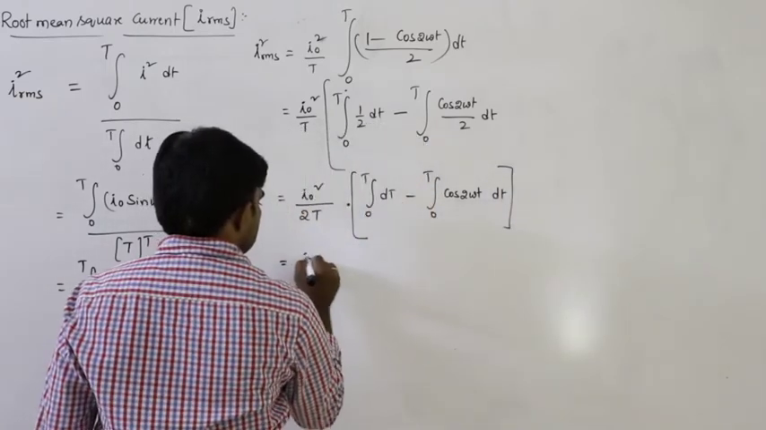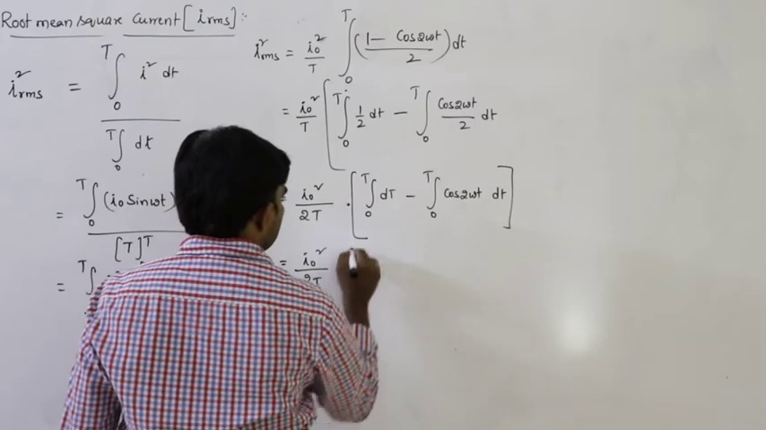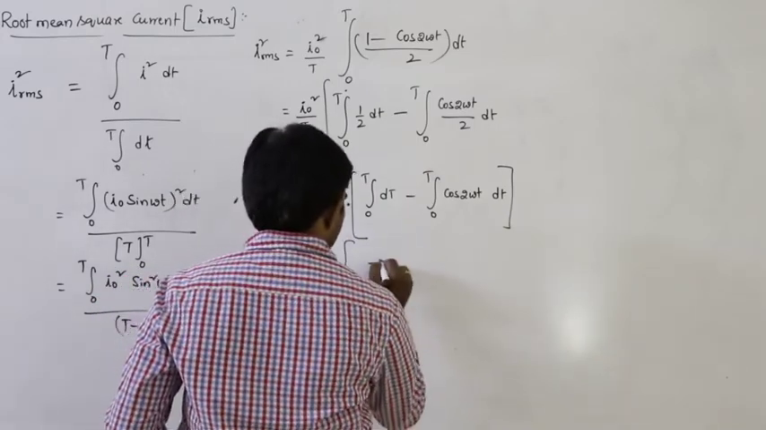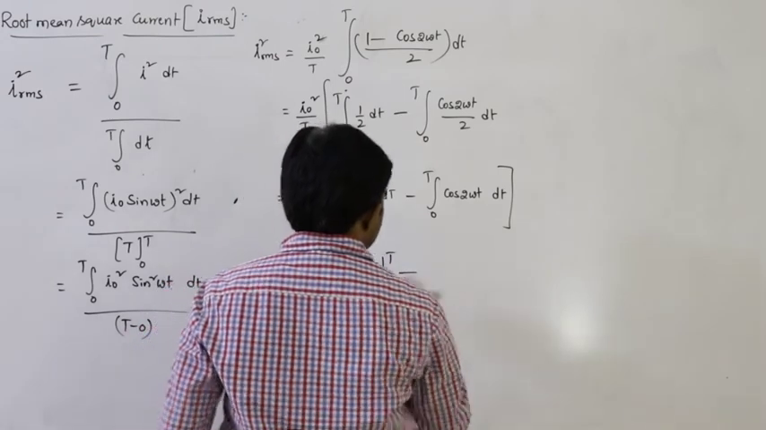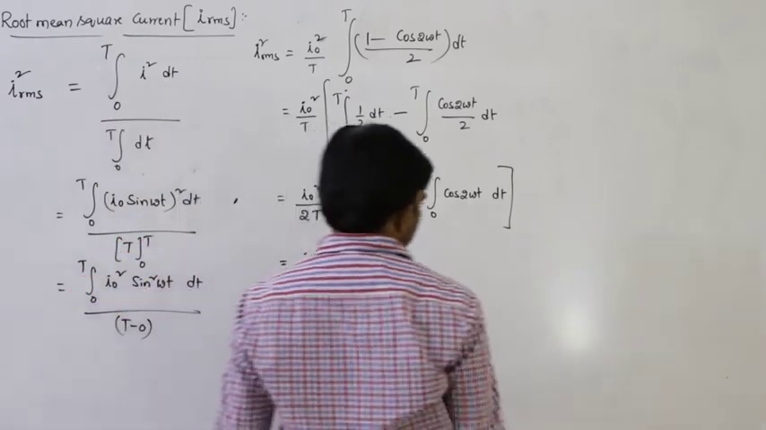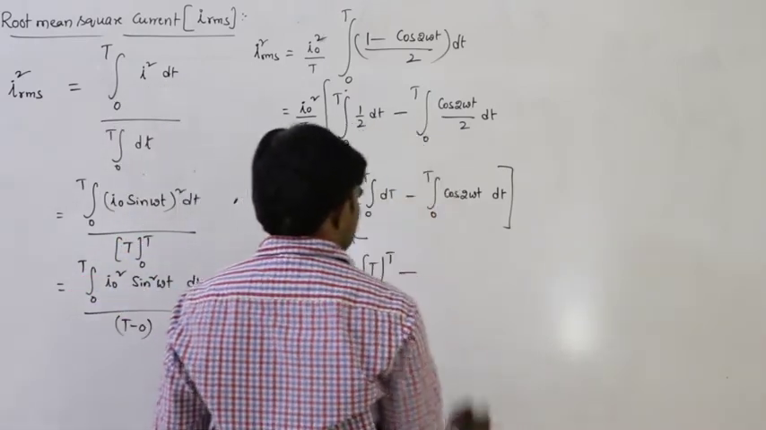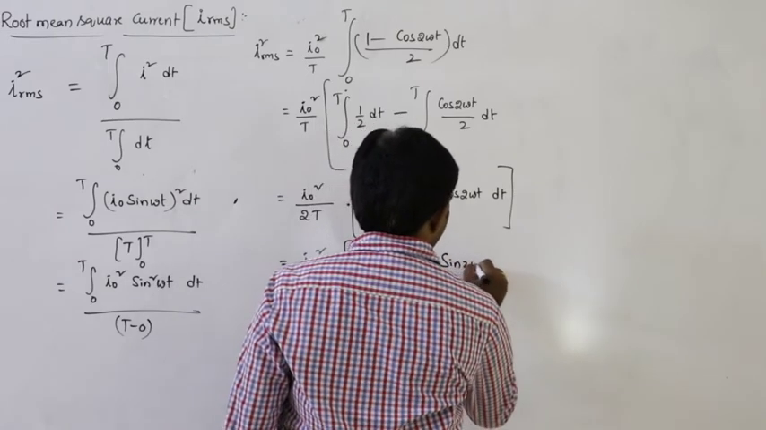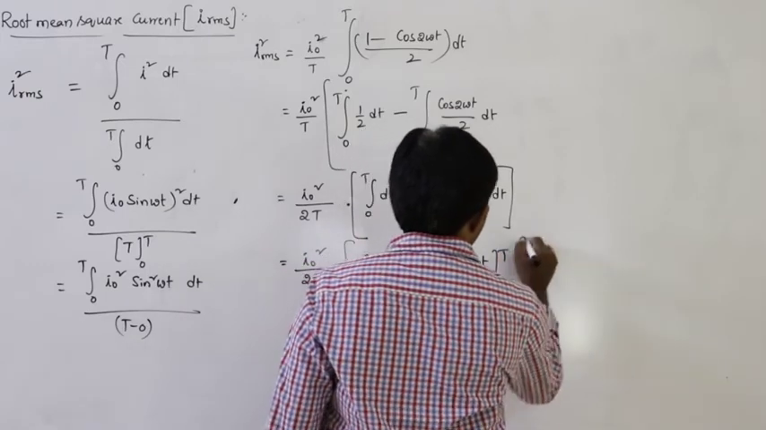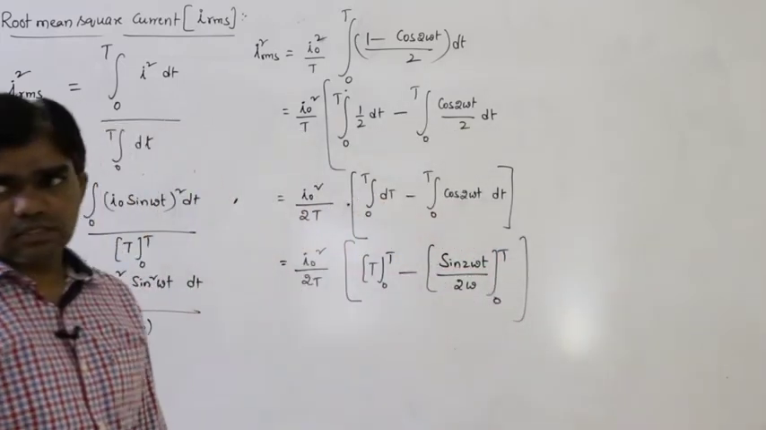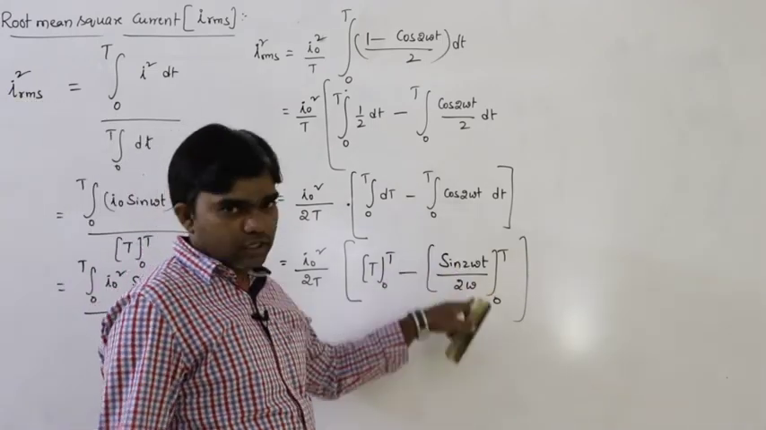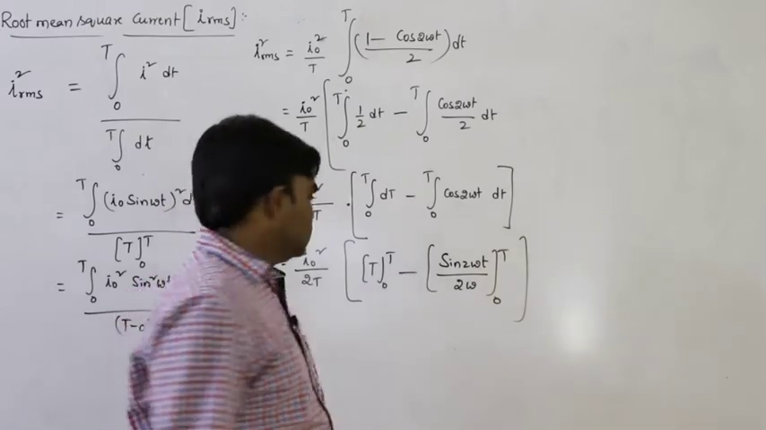From this we can write I naught square by 2T into, the integral of dt is t only, t between the limits 0 to T, minus the integral of cos 2 omega t, which is sin 2 omega t divided by 2 omega, between the limits 0 to T. The integral of cos theta is sin theta, so sin 2 omega t divided by 2 omega. This is the integration formula, you people know about this.